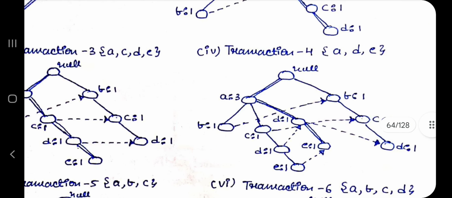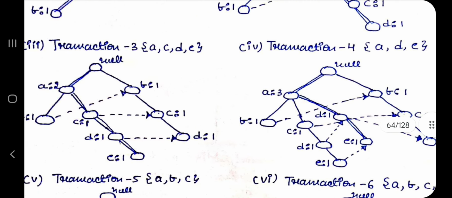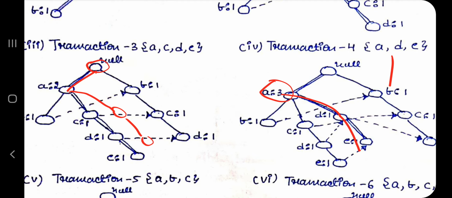Okay, then the fourth transaction is ADE. So we'll start from here and we'll see from the null node, is A connected to A? Yes. Then is it connected to D? No. If it is not connected to D, make a new node D and then again E. So this will be the new node ADE, and A will become 3 because it's passing through the third time here.